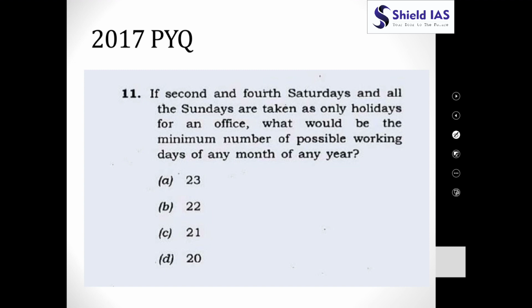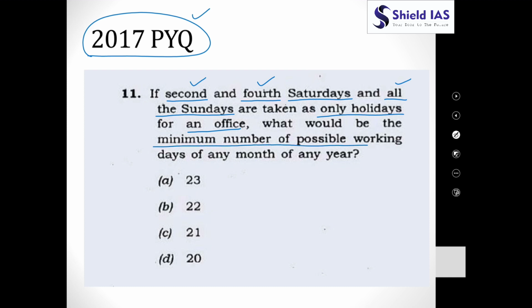Okay. So this is the question which has been asked in 2017 by the UPSC. Let us see. If second and fourth Saturdays and all the Sundays are taken as the only holidays for an office, what would be the minimum number of possible working days of any month of any year? Let us see whether we can solve this question or not.